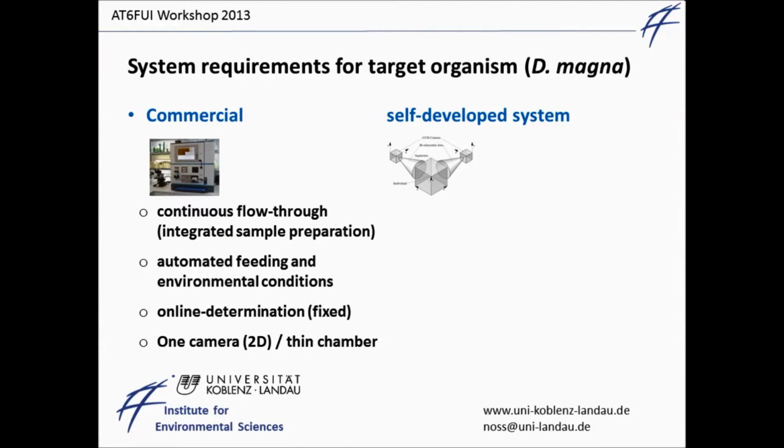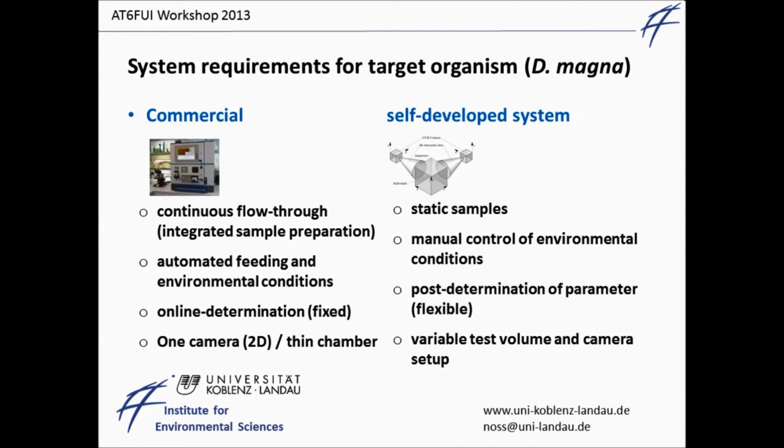The commercial toximeter on the left-hand side allows for a very comfortable continuous flow-through sampling. The sample preparation as well as everything related to the husbandry is integrated and automated by the device. It also allows for a really fast online determination, but these parameters are fixed. Furthermore, these devices are limited to a distinct number of only 1 organism species, which in case of Daphnia magna are observed by 1 camera, that means only 2-dimensional in a very thin chamber.